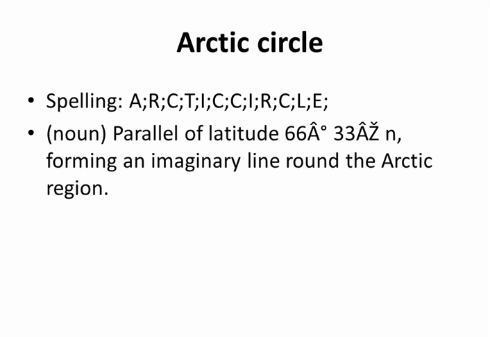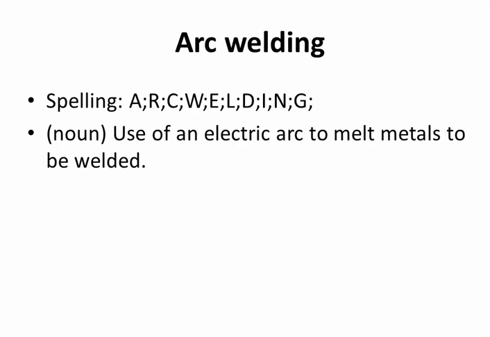Arctic Circle. Spelling: A-R-C-T-I-C C-I-R-C-L-E. Noun: parallel of latitude 66°33′N, forming an imaginary line round the Arctic region. Arc welding. Spelling: A-R-C W-E-L-D-I-N-G. Noun: use of an electric arc to melt metals to be welded.